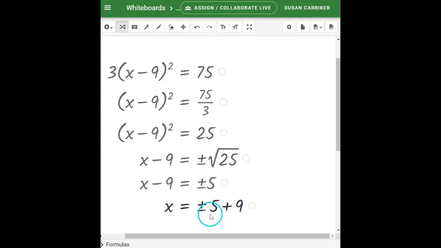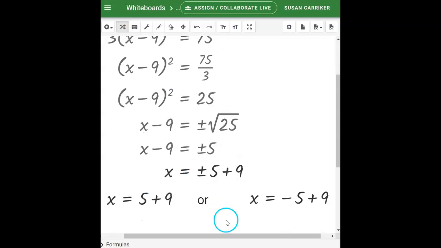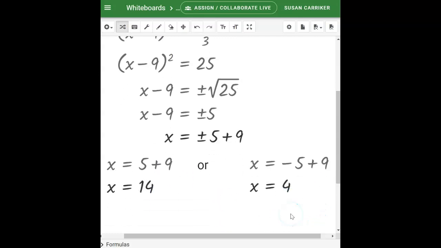So first I added the 9 to the other side, and then I'm going to double tap the plus minus to get two separate equations. Click to simplify. The two solutions to this equation are 14 and 4.